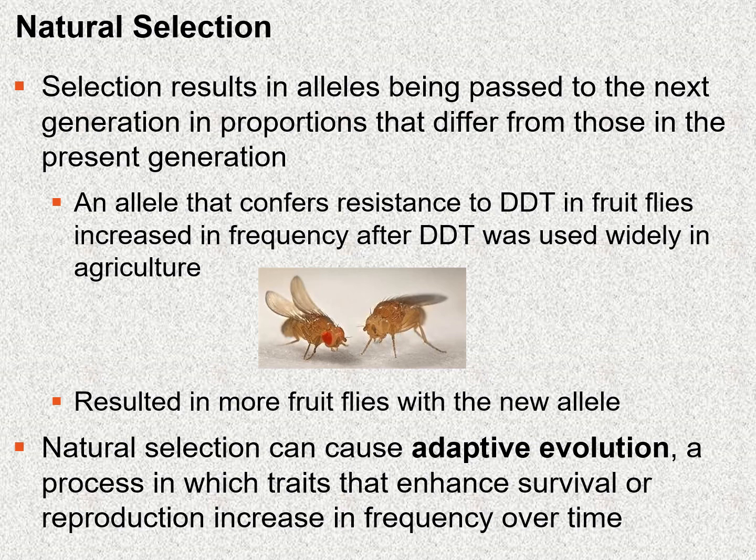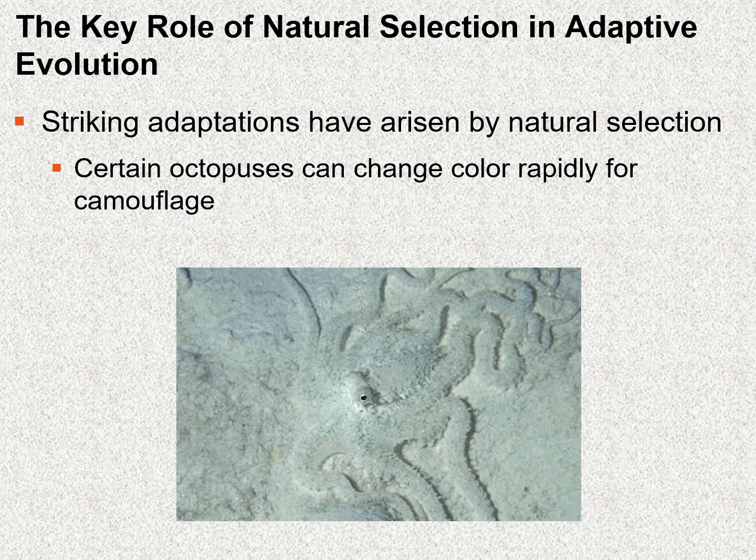All right, so natural selection can cause adaptive evolution. Adaptive evolution really is a process in which traits that enhance the survival or increase the fitness of an organism, right, increase over time. All right. So, natural selection, in terms of adaptive evolution, has provided some interesting adaptations over the course of time. So, look, certain octopuses can change color rapidly, right, to camouflage. Look, you could see his eyes right here, right? So he can camouflage very, very well at the bottom of the sea.